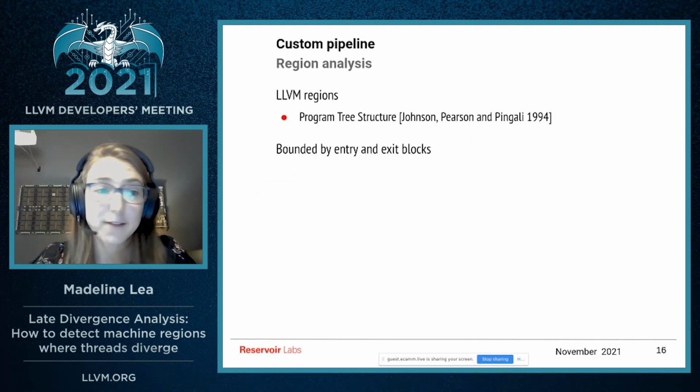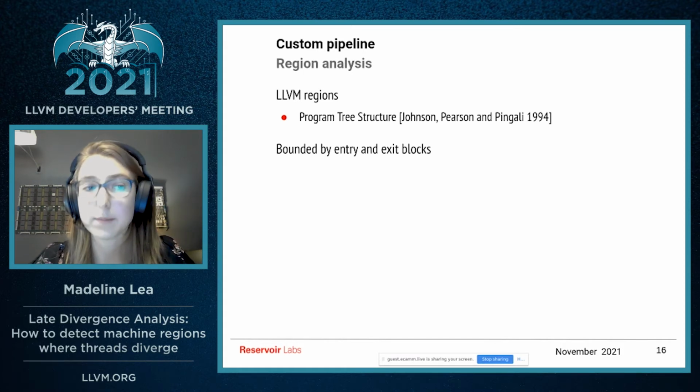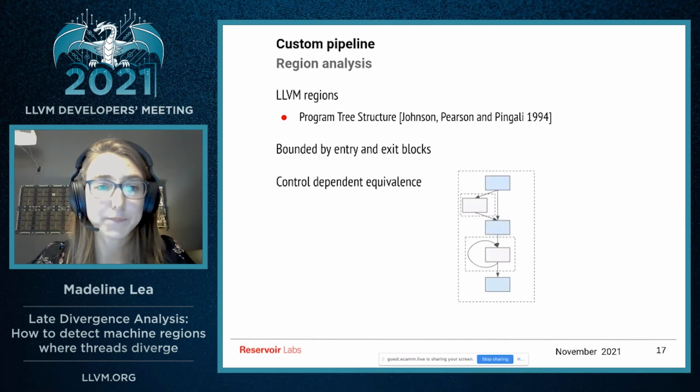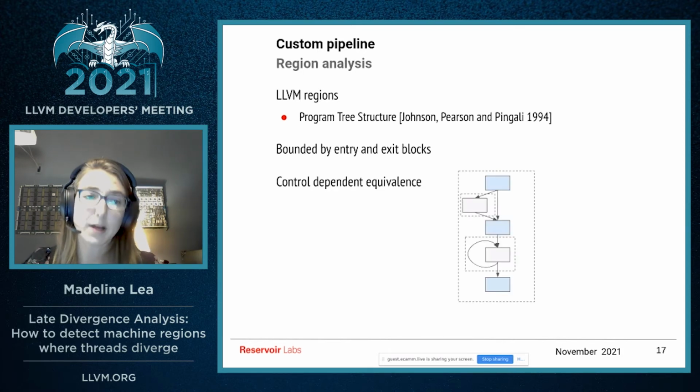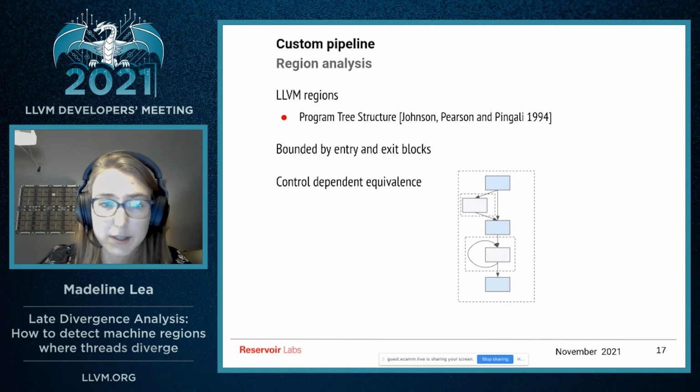So as I mentioned, LLVM has a concept of regions, and this exists both at the IR and machine level. It's based on the program tree structure that's described in this paper from 1994. And the idea is that it detects single entry, single exit regions that are bounded by an entry and exit block. So the entry and exit blocks are found through control dependence equivalence.